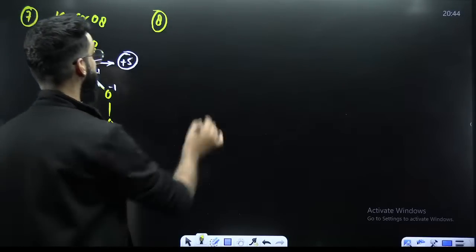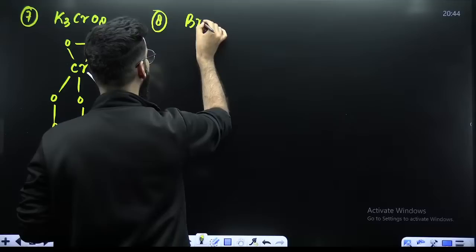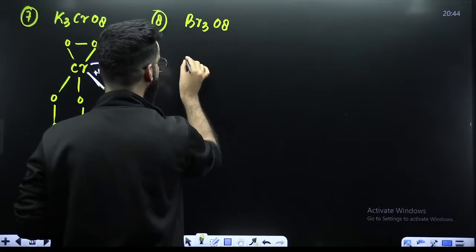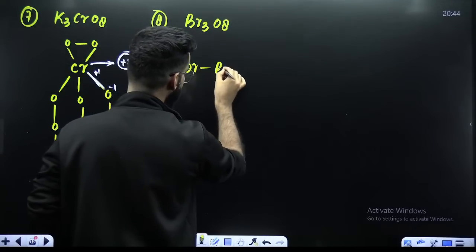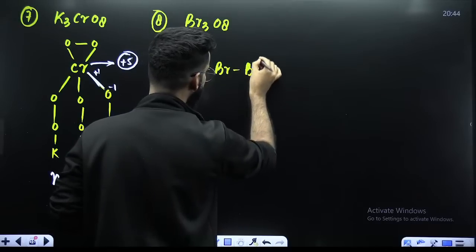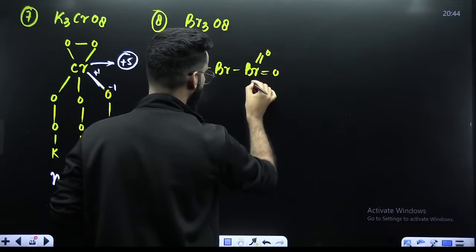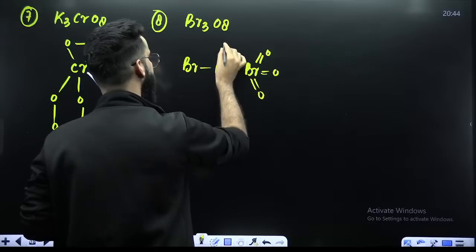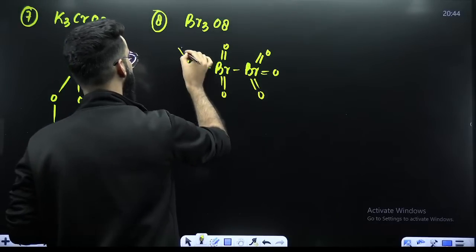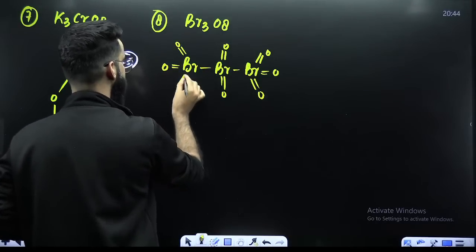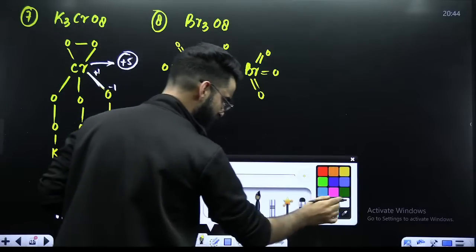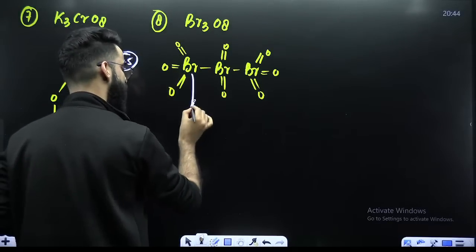This was your K3CrO8. Now comes your Br3O8. How does it look? Br, single bond, Br, single bond, Br, double bond O, double bond O, here double bond O. Similarly, this is the structure of your Br3O8. If this is the structure of Br3O8, can you tell me the oxidation state of this bromine?